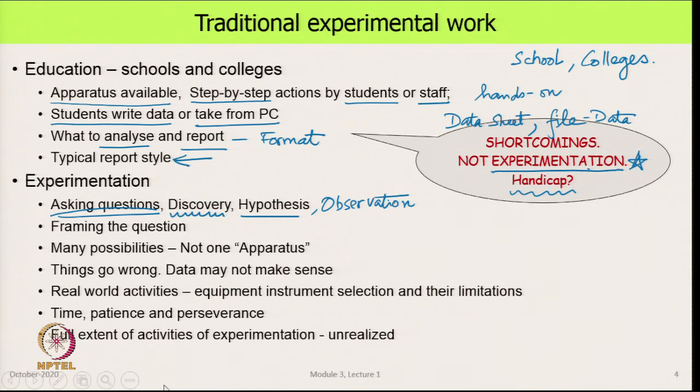In contrast, what one does in this traditional setting is that the same apparatus has been used year after year, reports are available, they know what the answer has to be like, and there is no element of discovery, surprise or anything else happening. So, this is missed out.